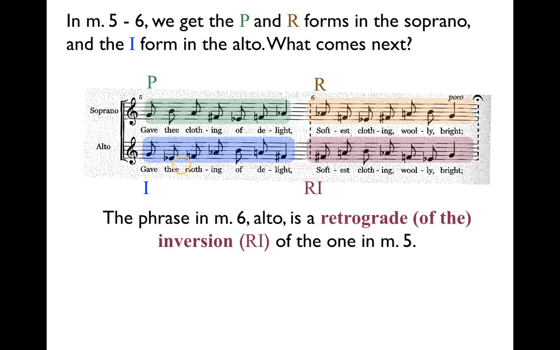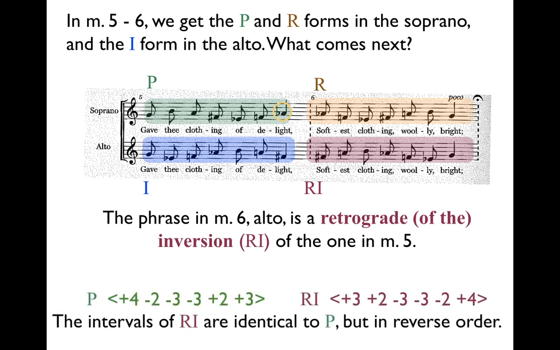The phrase in measure 6, alto, is a retrograde of the inversion of the one in measure 5. So this is called a retrograde inversion. So this nice 2-measure segment shows us the prime, the retrograde, the inversion, and the retrograde inversion of this short note set. This is only 7 notes, so it's a short series. It's an example of how to use serialism in a sort of non-fully chromatic, extremely atonal way. This is a very, very pleasing sounding work.